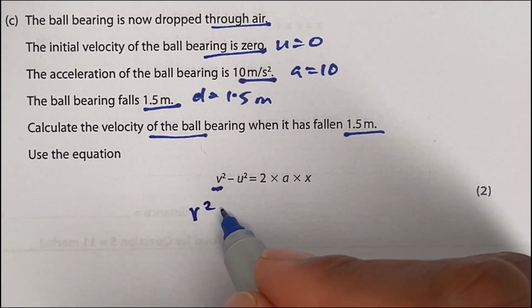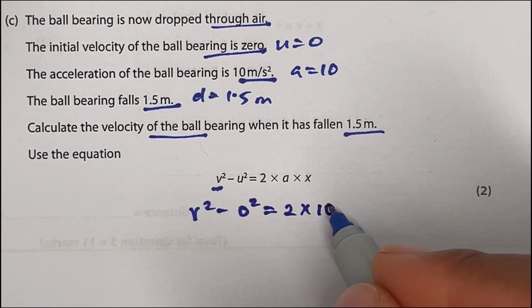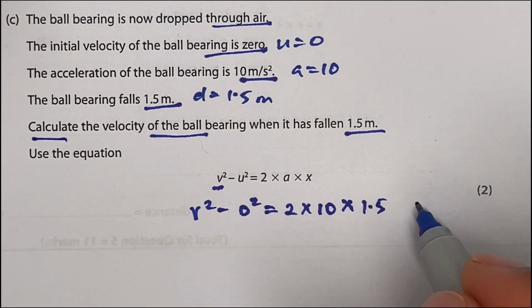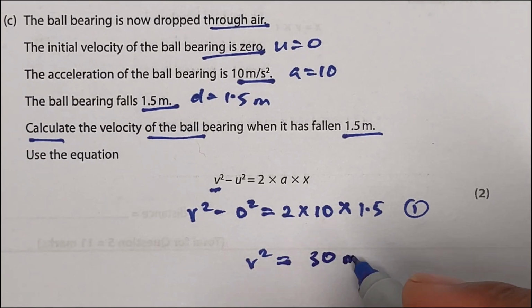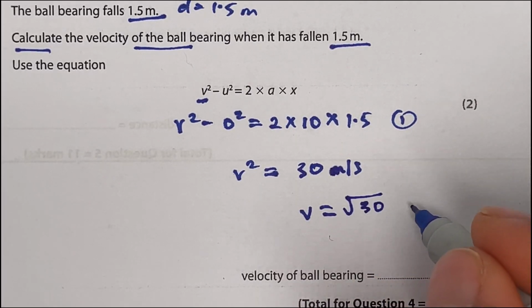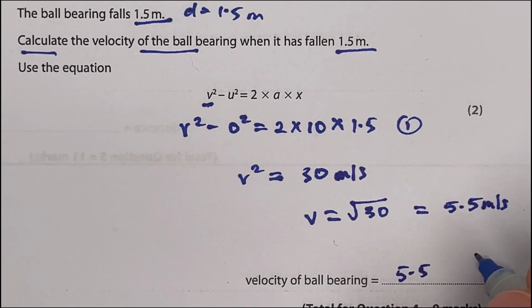So v squared minus 0 squared is 2 times acceleration, which is 10, times my distance, which is 1.5 meters. Okay, I'm showing my working out. So v squared would be 30. So v would be the square root of 30, which is 5.5. So my answer here will be 5.5. So I have my 1 mark.